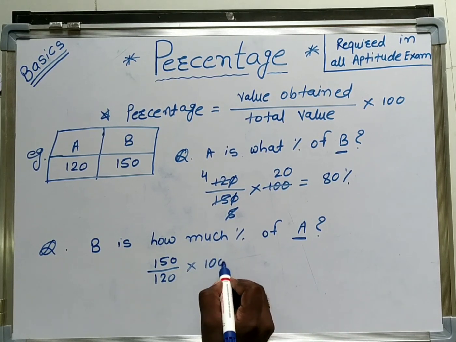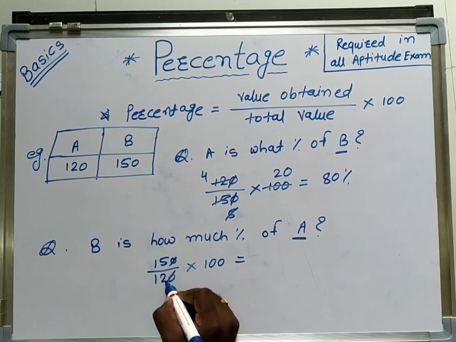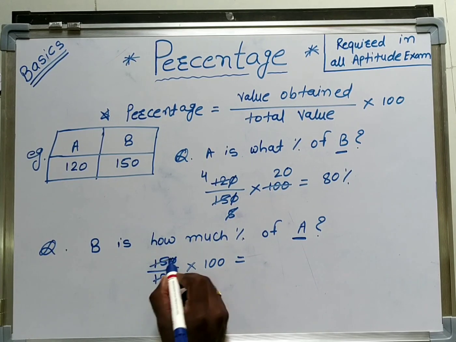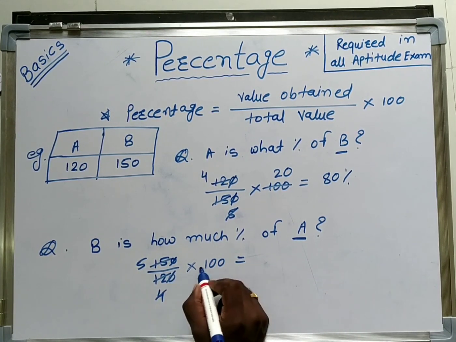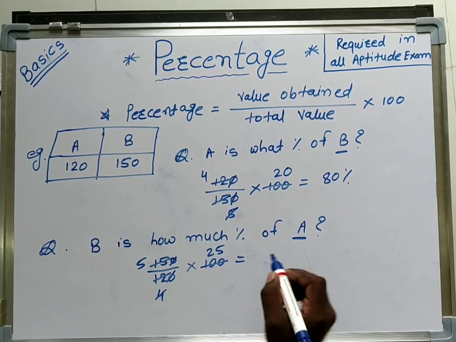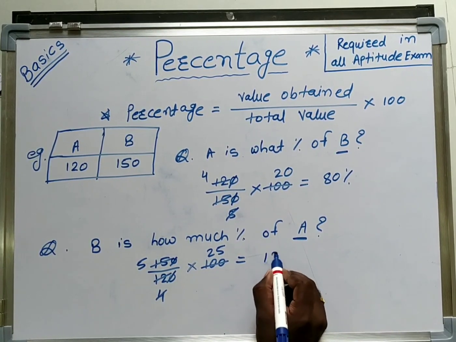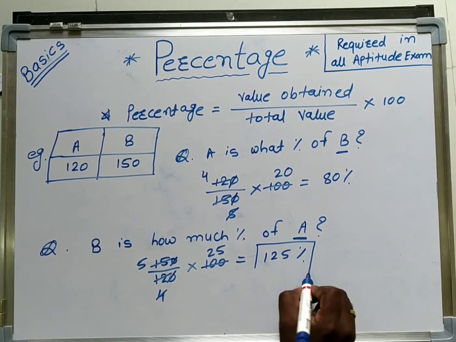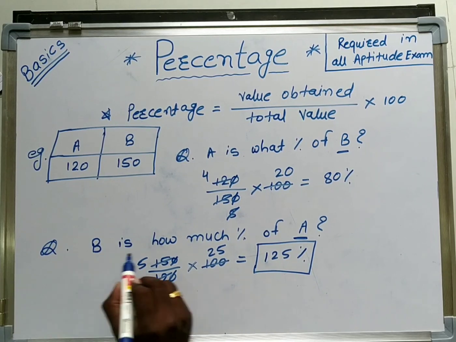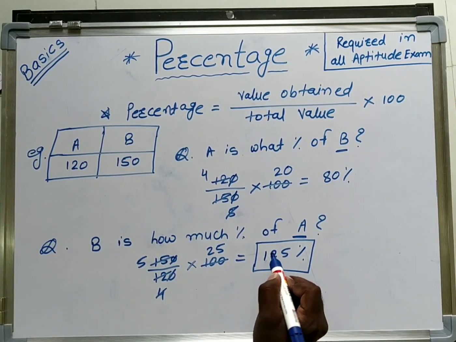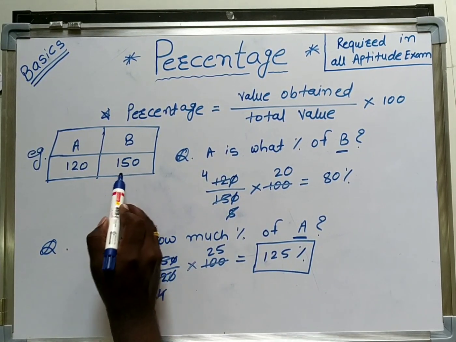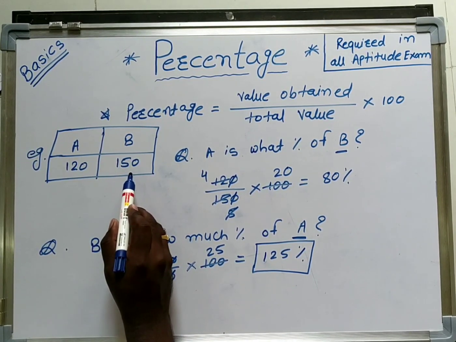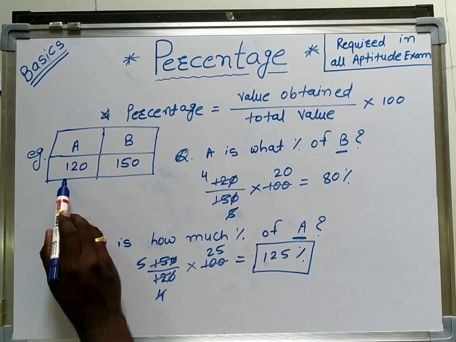Multiplied by 100. So the zeros cancel, 3 4s are 12, 3 5s are 15, 4 2s are 8, 4 5s are 20, and 25 5s are 125%. What is the meaning of this? B is 125% of A. Obviously the value of B is higher than that of A.